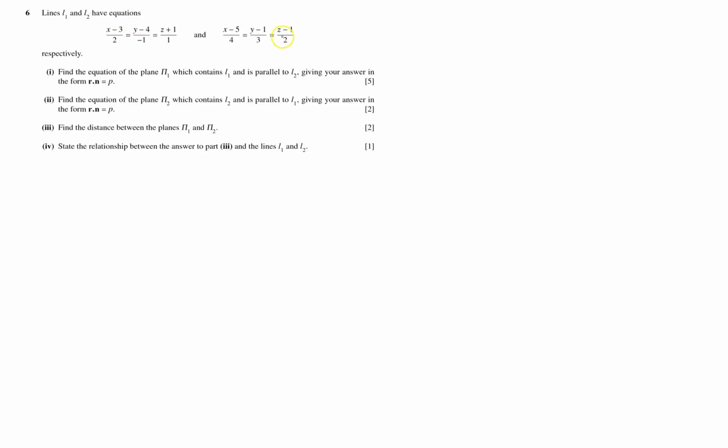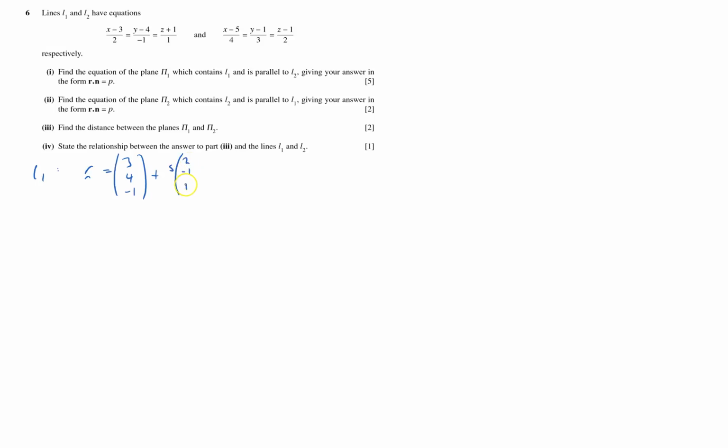Okay, two lines. First off, before I do anything, I'm going to put these into vector form. So L1 is r equals, and I need to get to the line, so that's (3, 4, -1), plus we have s lots of the distance and direction of the line, (2, -1, 1).